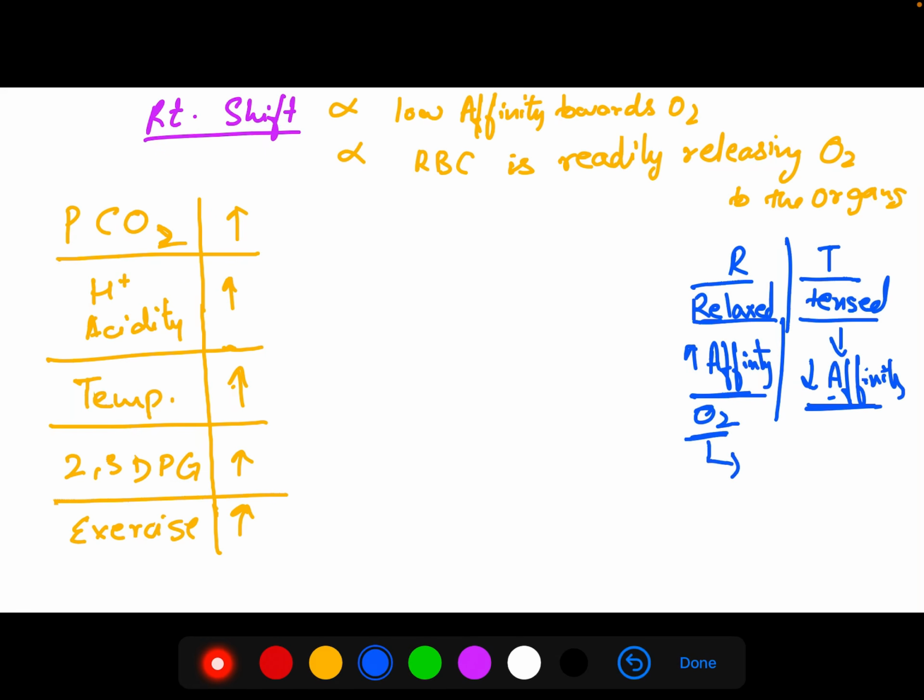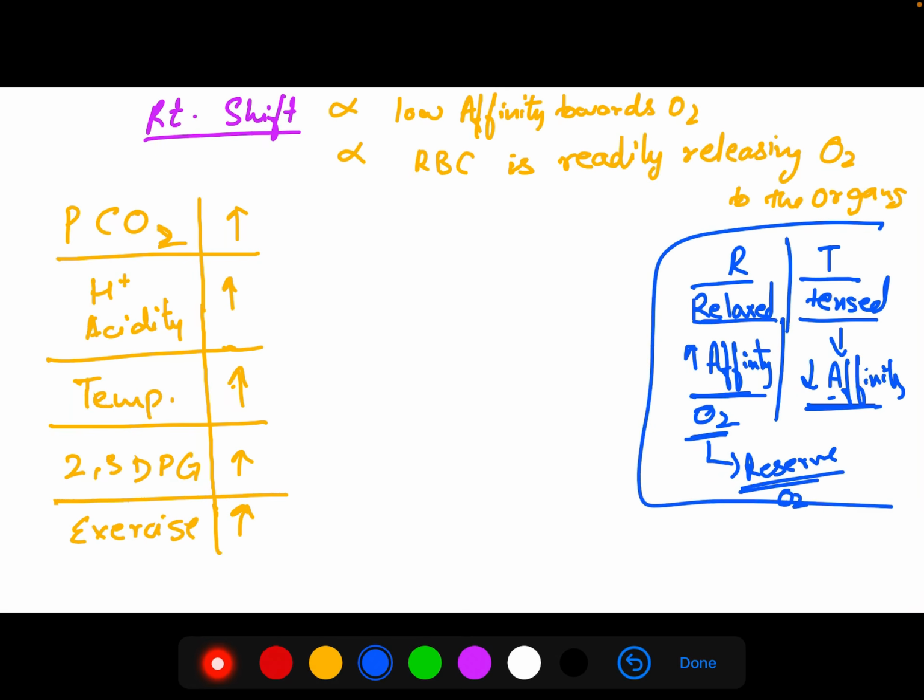Maybe it's a kind of reservoir, you can remember it like this. It will act as a reserve for oxygen in the blood. Okay, so this is the relaxed and tense state. Now let's come back here. So basically these are the factors.